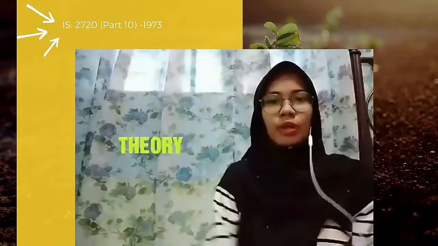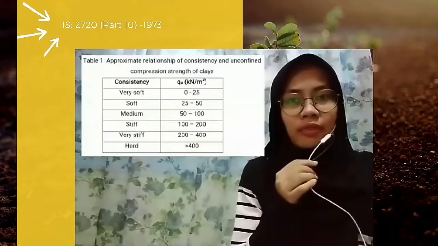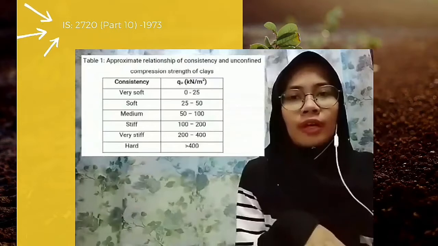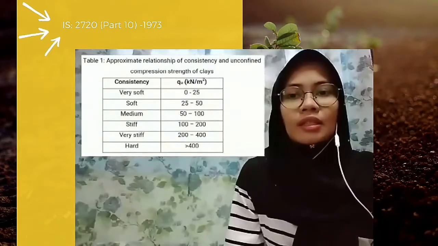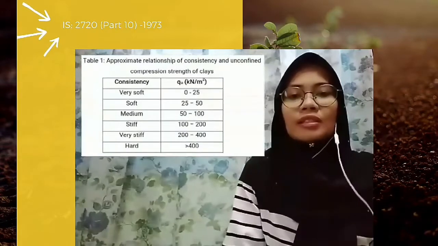So, the standard that we use in this test is IS 2720 Part 10, which is from the year 1973. Unconfined compression strength can be correlated with the consistency of clay, as shown in this table. When the consistency is very soft, the qu value will be 0 to 25, soft 25 to 50, medium 50 to 100, stiff 100 to 200, very stiff 200 to 400, and when hard it is more than 400.